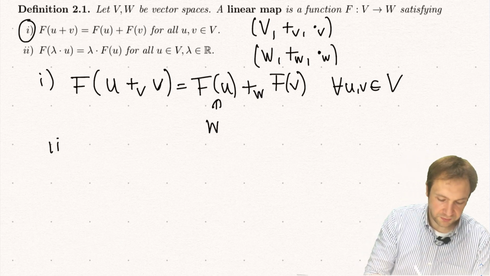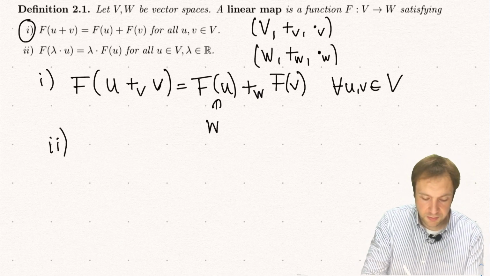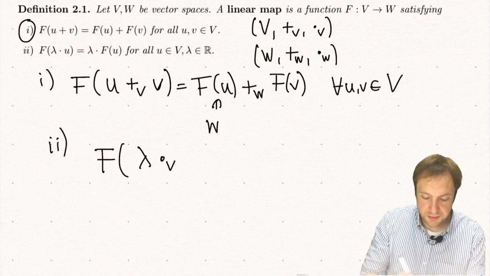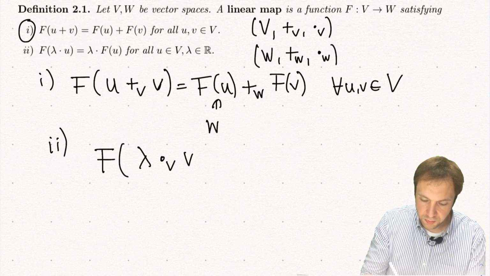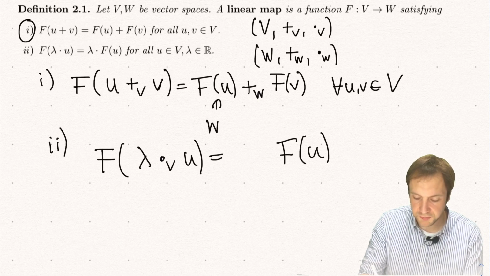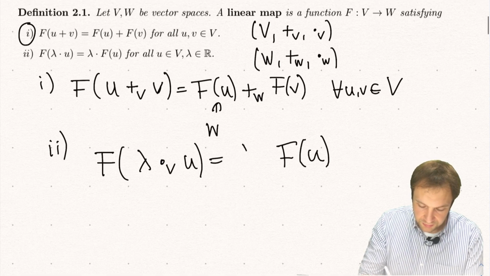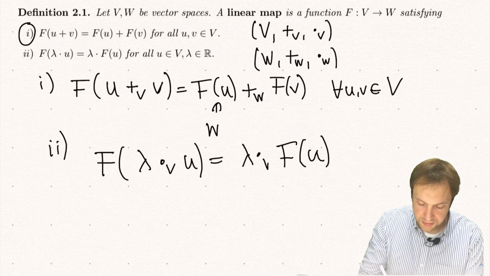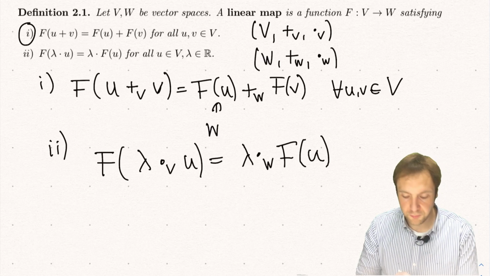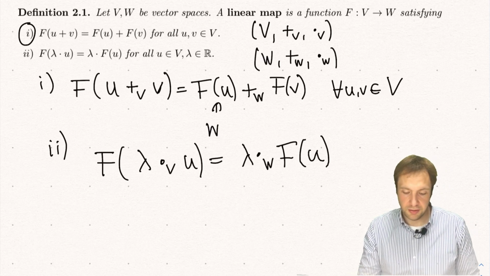And the second condition is the same statement for the scalar multiplication, that if I use the scalar multiplication in V of some vector u, then this should be the same as first applying f to u, which is an element in W, and then I can use the scalar multiplication in W. And this should also be the same for all u and lambda in R.